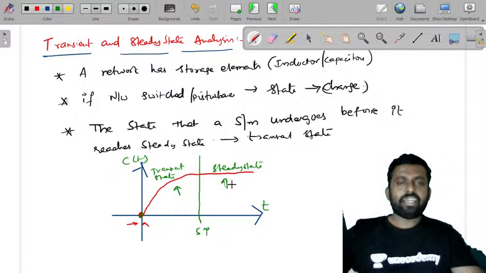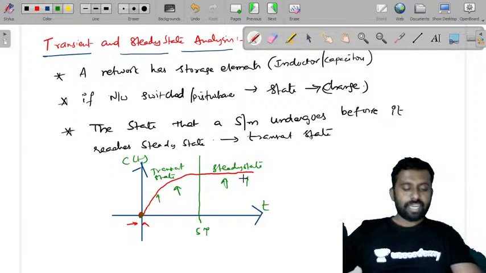Steady state and transient state are the two states. So this is the transient state and this is the steady state, and the analysis that we perform here is the transient analysis, and finding the response of the system in steady state is called the steady state analysis. You have both steady state analysis and transient state analysis.